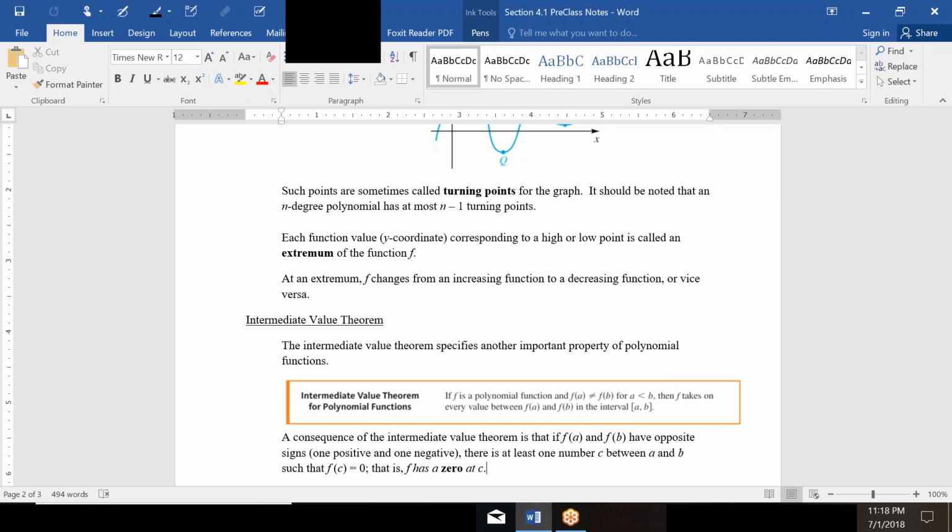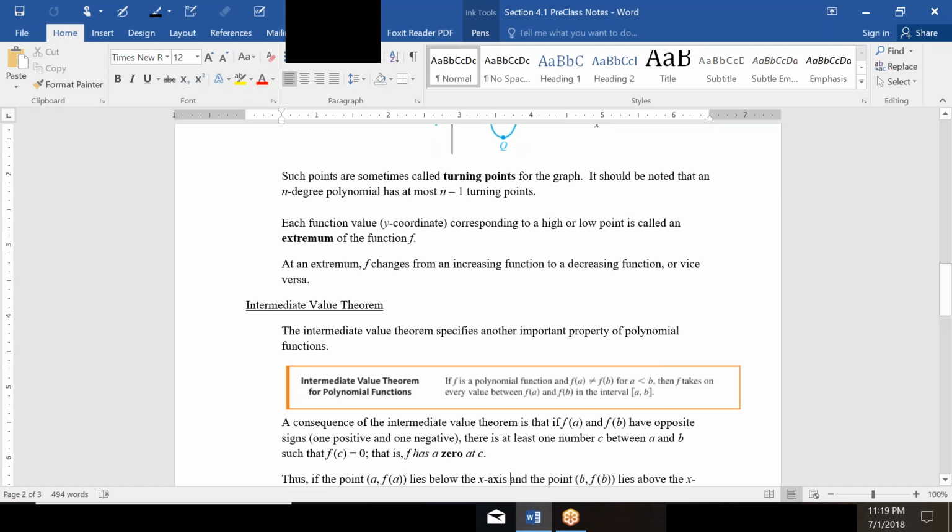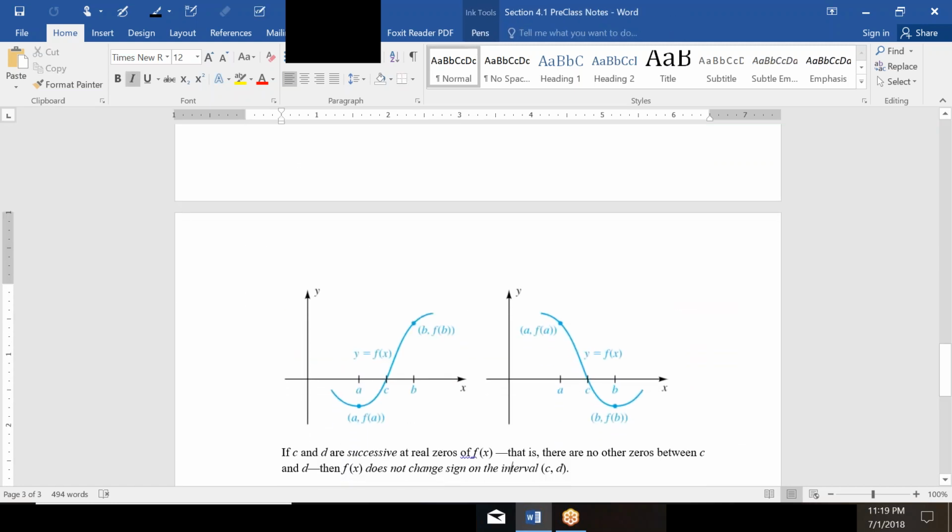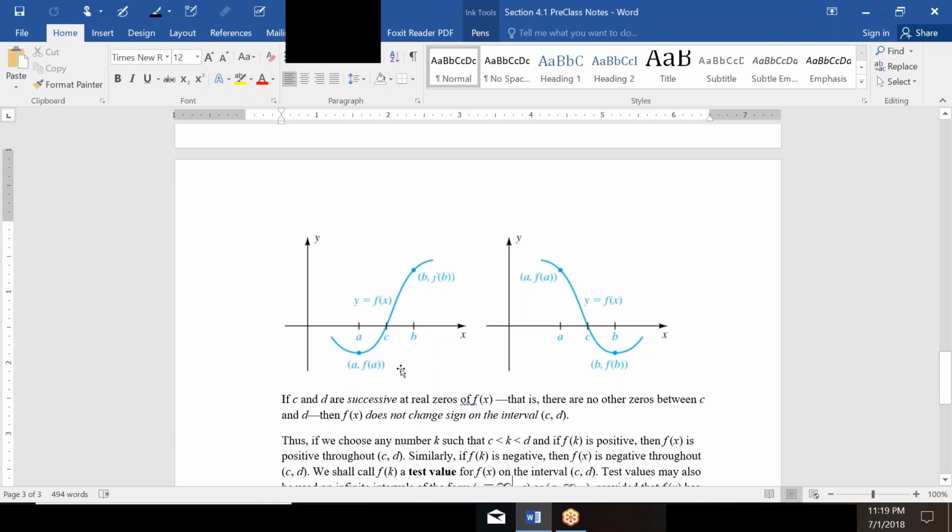So in other words, you've crossed the x-axis or touched it. So this is a picture of that. Say that you plug in an a value for x and you get a negative y value. You plug in the b value of x and you get a positive y value. By the intermediate value theorem, that means you've crossed somewhere in between. Now, it does not have to be dead center. That's kind of misleading in textbooks when they draw it that way. They're just saying that somewhere in between there's a point C where you have actually crossed the x-axis.